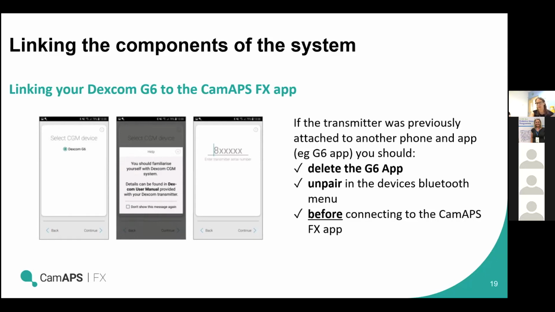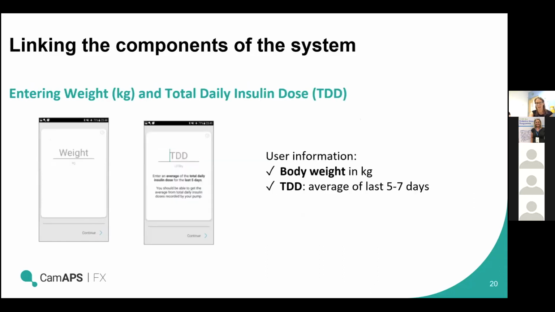So once you've got your transmitter number in there and you press continue, it'll then ask you for the weight in kilograms and the total daily insulin dose. These are just whole numbers. And the total daily dose, we tend to take an average of the past 5 to 7 days off the pump.